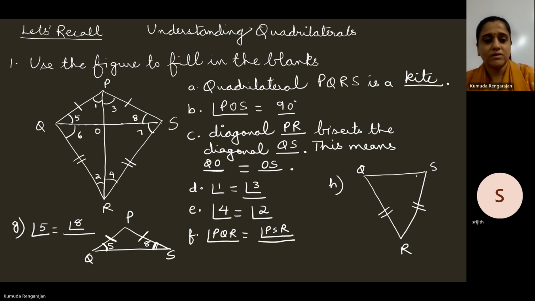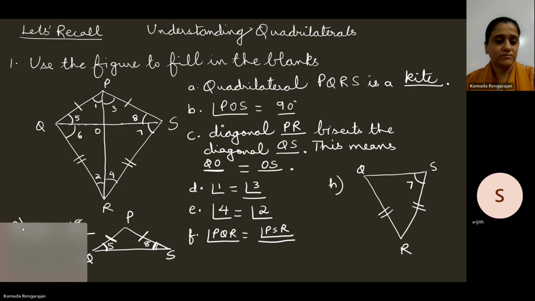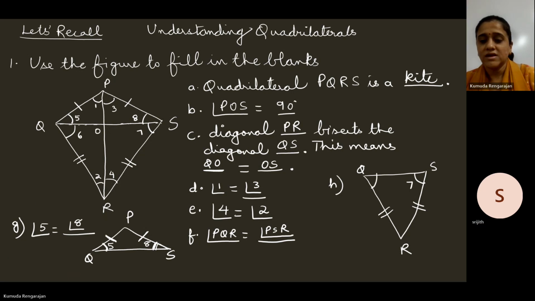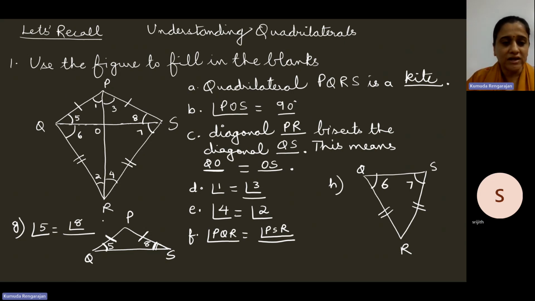7, ma'am. Very good, 7. And which is the angle opposite to RS? 6, ma'am. So you should see in the figure, in triangle QRS, we have this line segment RO coming in the middle, no? So don't get disturbed by that line segment. See, I've drawn the triangle here for you.